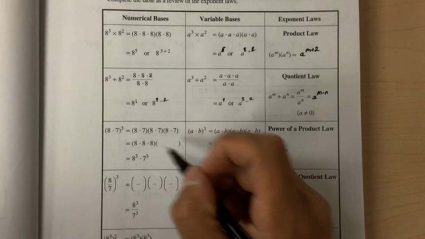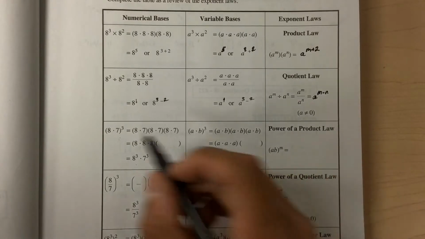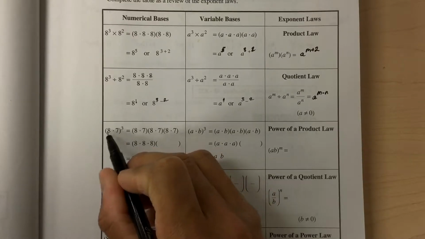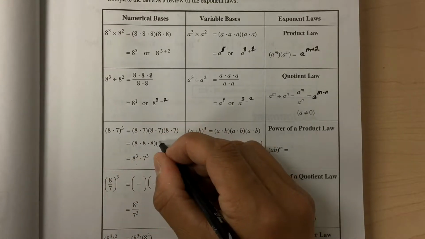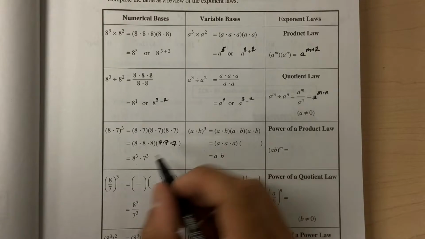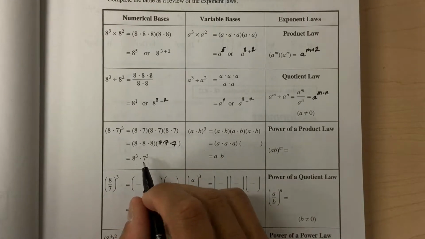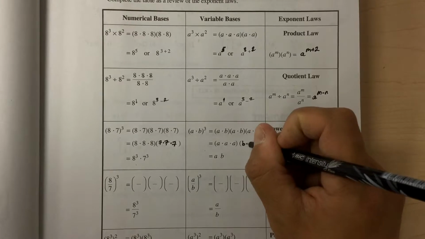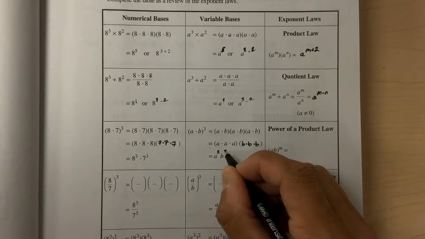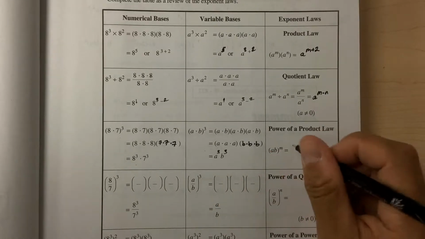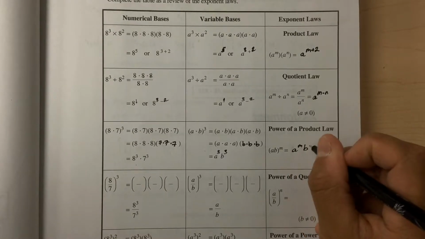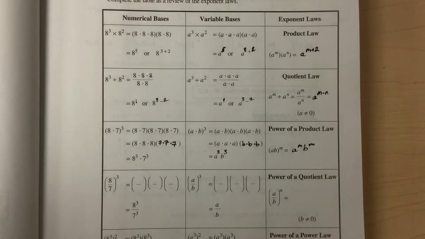Next we have our power of a product law. So what's happening is our exponent is being distributed into both the 8 and the 7. So this becomes 8 times 7 times 8 times 7 times 8 times 7. Or we can simply write this as 8 cubed times 7 cubed. And the same thing's going to be happening on this side: a times b times a times b times a times b, or a cubed b cubed. Now the general rule here is our exponent is distributed into both our coefficients.